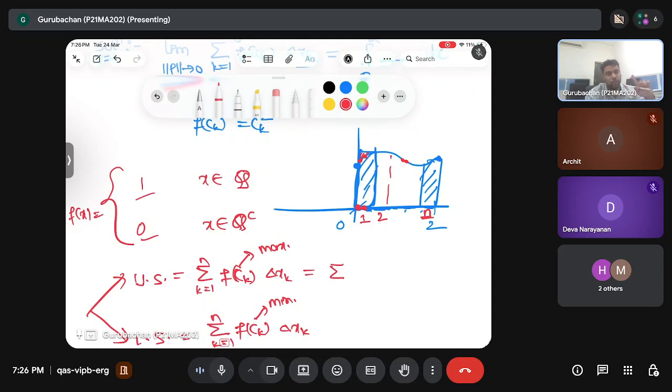Function can take only two values, and rational and irrational numbers lie in each subinterval. You know that, right? Yes, sir. So what is the maximum value? It will be 1. One and delta xk. When you are summing up all the subintervals, it will give you the length of the whole interval. Correct? If you take 0 to 1, it will be 1 into 1 minus 0. The value is 1.